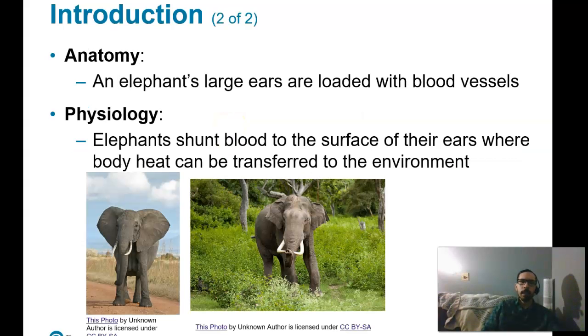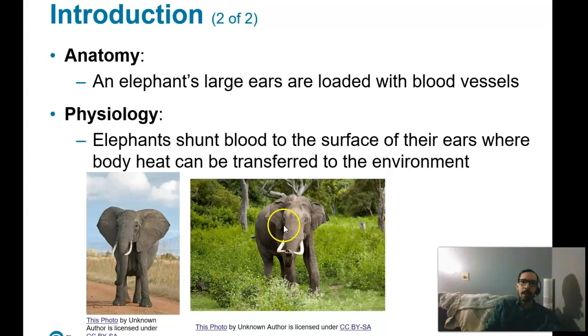Okay, so for example, if we take the African elephant here as an example, looking at the elephant's large ears, which are loaded with blood vessels, that would be looking at the anatomy. Looking at the physiology would be looking at how the elephants shunt blood to the surface of those ears to help cool off, right? Because this is what those African elephants do. They use their large ears, they pump blood to the surface of the large ears, and that allows the heat to escape.